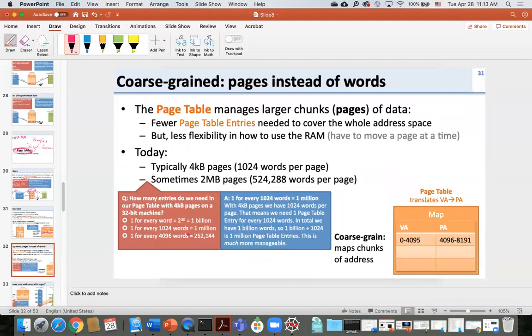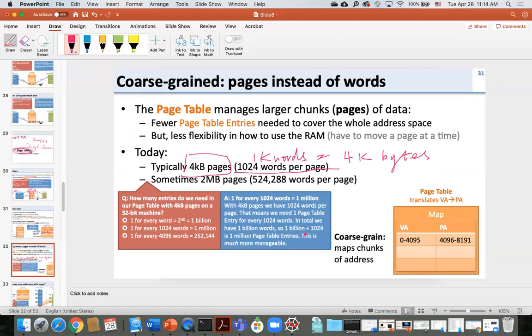Typically we will use 4K bytes. 4K bytes is a popular size. That actually means 1,024 words included in each page. I assume everybody knows why 4K bytes equals 1K words, right? 1K words equals 4K bytes, because one word is 4 bytes.